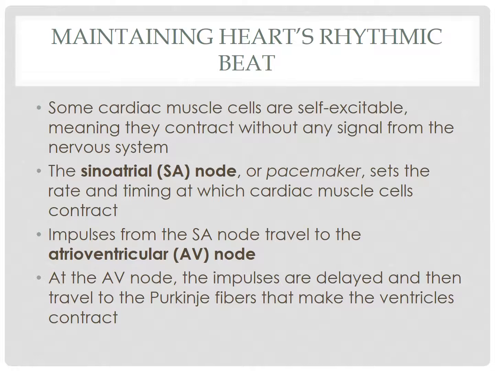So there's a couple different nodes that we have within the heart. You have the sinoatrial node, which would be the pacemaker. This determines the rate and the timing of it. And then you have your atrioventricular node. So you can kind of guess that the AV node is actually found between the atrium and the ventricle. And so this is just going to allow those impulses to work together to pump the heart as one unit.